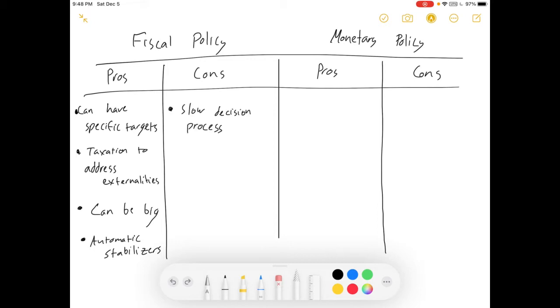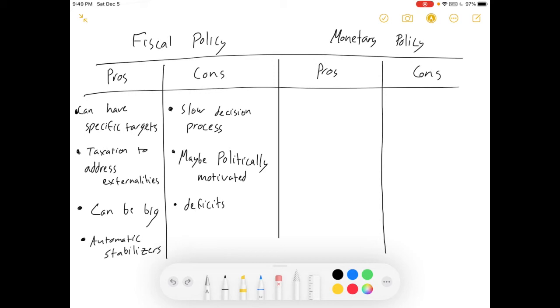Some cons for fiscal policy: a slow decision process. Not for the automatic stabilizers, but for the discretionary stuff, it can be very slow. Partly because it's often politically motivated. Fiscal policy, spending and taxes, that's run by politicians. And they usually have more than one motive and are not solely focused on stabilization policy. For instance, whether you're in a recession or an expansion, there will always be the temptation to do expansionary policy during an election year to have a booming economy and make everyone want to vote for you. So there's kind of a conflict of interest there for running good policy.